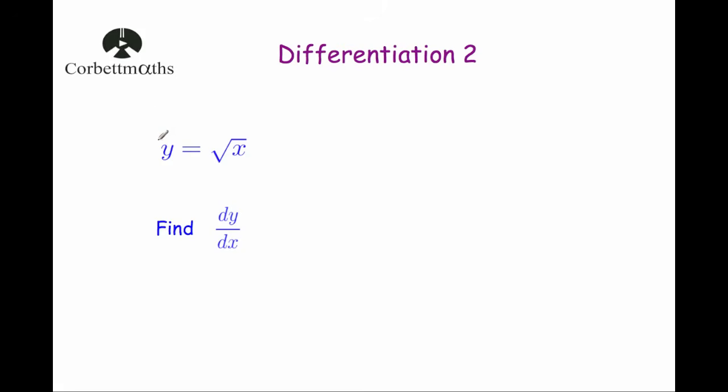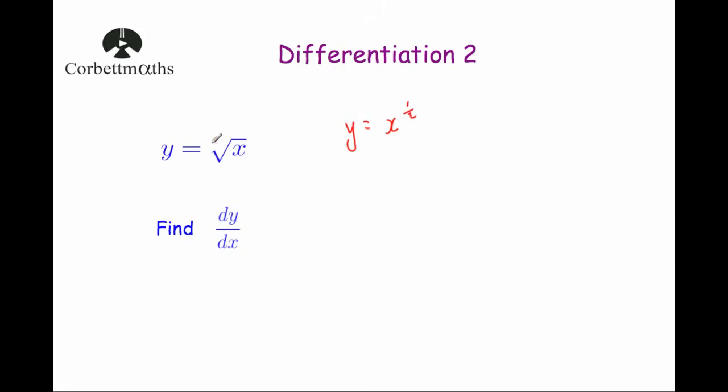So next question says y equals the square root of x, and we've been asked to find dy by dx. Now this question looks quite tricky to begin with because it doesn't have a power for the x, but the square root is equal to the power of a half. So if you have the square root of x, that would be the same as y equals x to the power of a half. And you might know that from fractional indices.